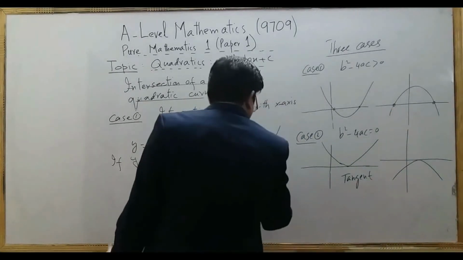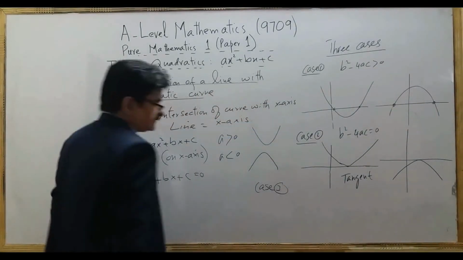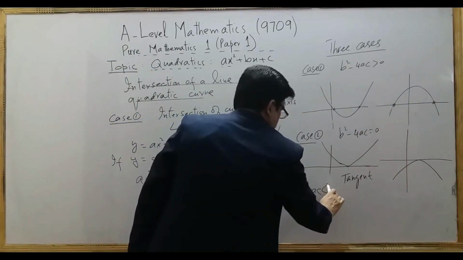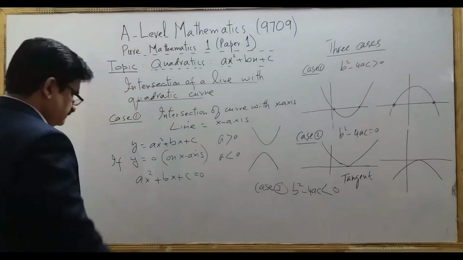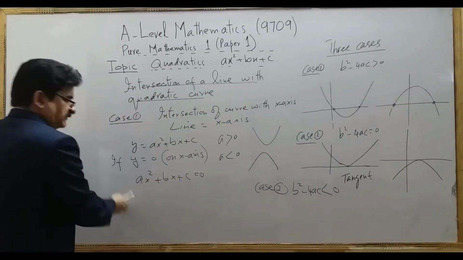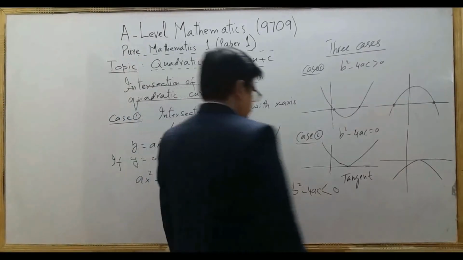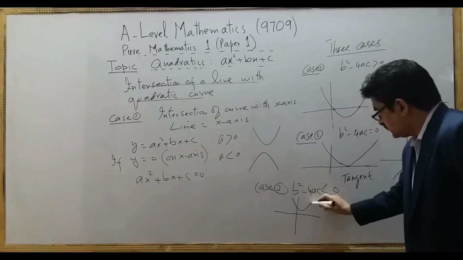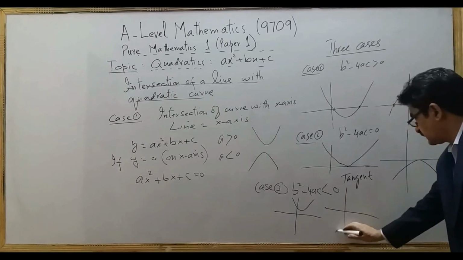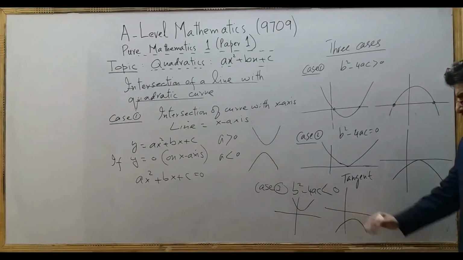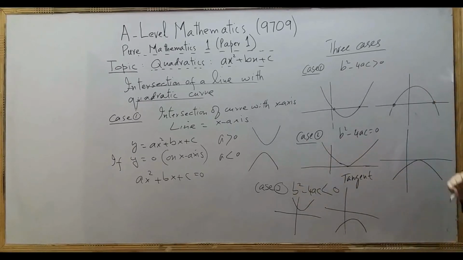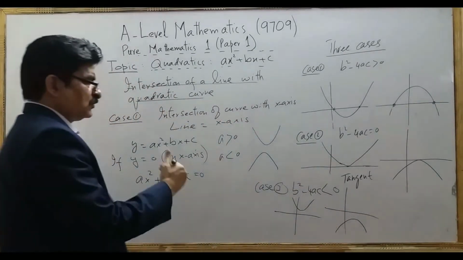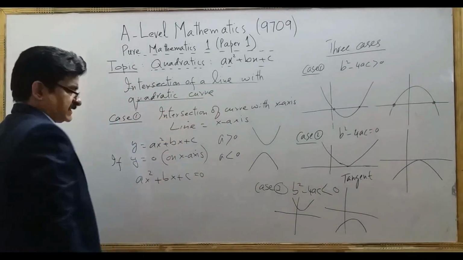Now in case 3, you will see that if the discriminant is negative for this quadratic equation, when we find the discriminant and it becomes negative, it means that this curve either lies wholly above the x-axis or wholly below the x-axis. And it means that there is no solution, no values of x. So it is not meeting the x-axis, it has no intersection with the x-axis.